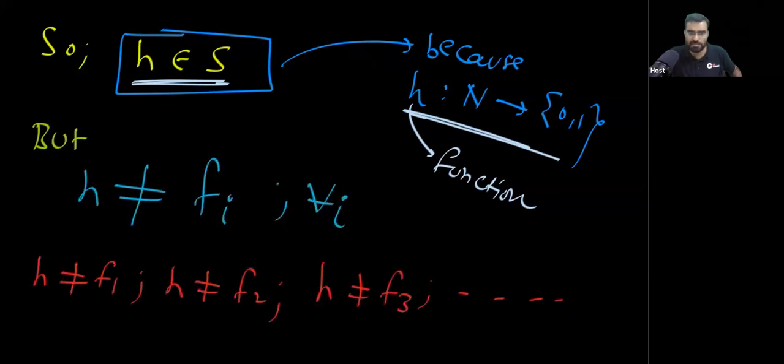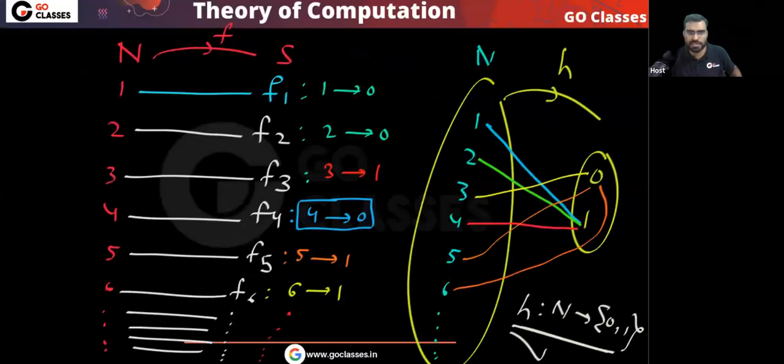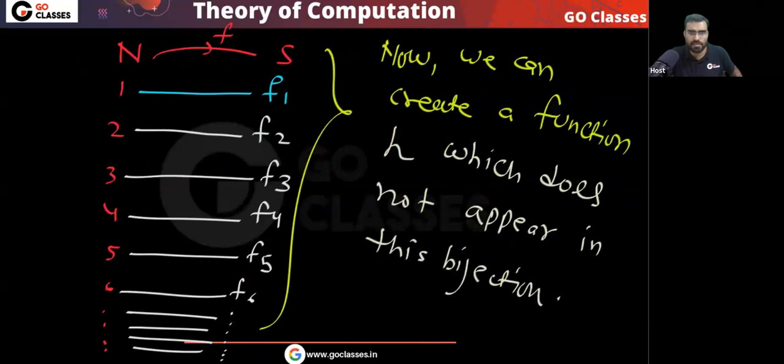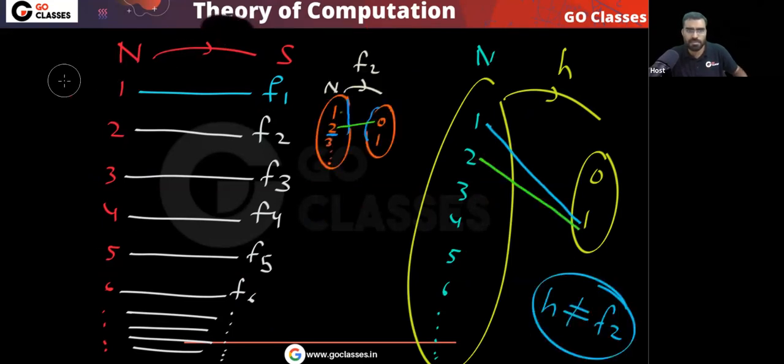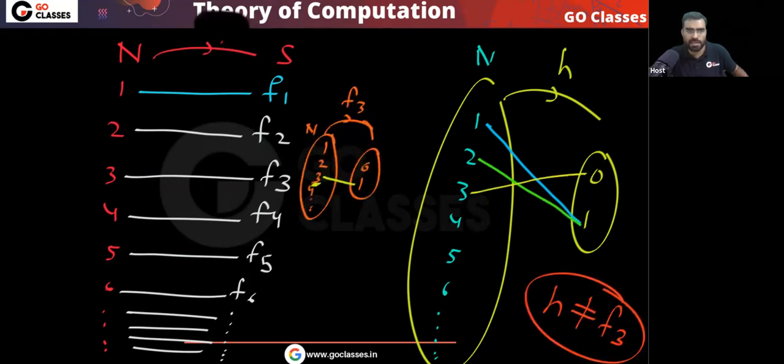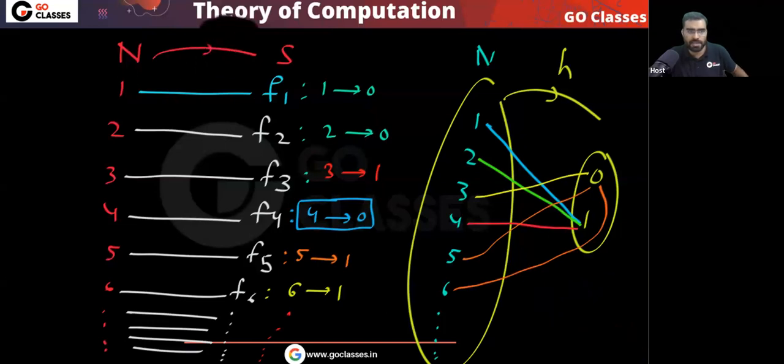We took an arbitrary bijection G. In this arbitrary bijection G, I can say that h does not appear.